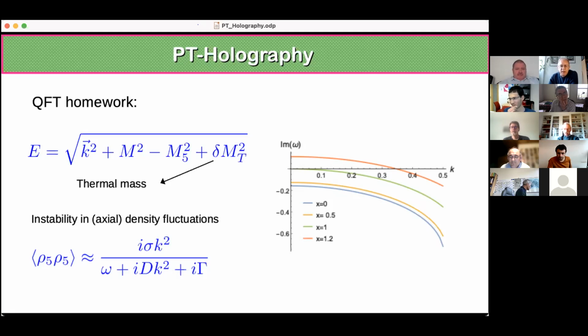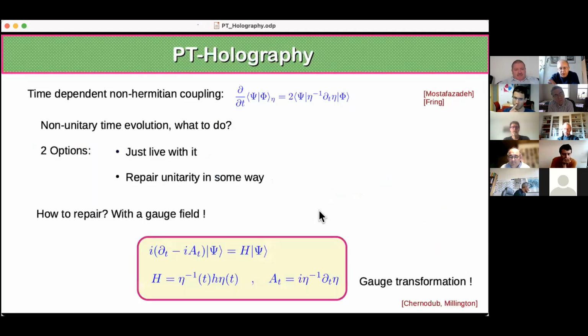Just a comment: in the quantum mechanical scenario, when you have a time-dependent metric, you can map it to an equivalent Hermitian Hamiltonian, up to the difficulties, just not by a similarity transformation. Right, the equation changes. And you have to add this gauge-like term. I mean, in that context, it's not a gauge transformation, but it looks like a non-Hermitian gauge field.